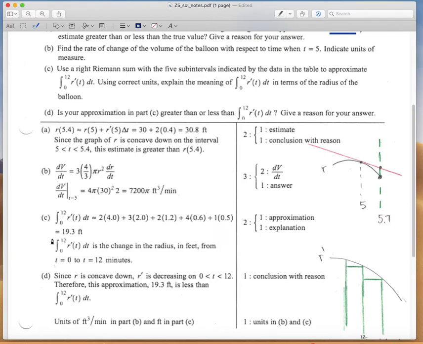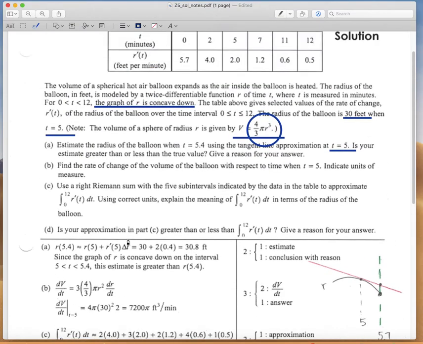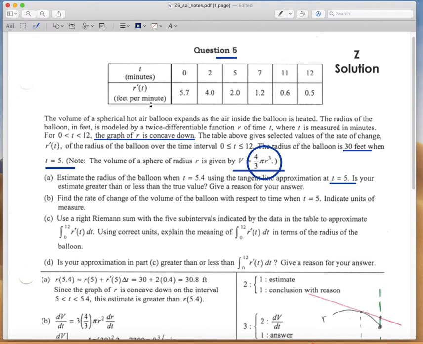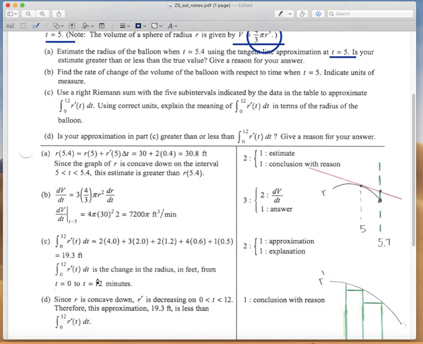Okay, so that's the value, 19.3. How do we get feet out of this? What are the units here? Well, what are the units? This is basically unit multiplication right here. The units on r prime are in feet per minute, but don't forget, dt also has units. That's a little change in time, so that's measured in minutes. So feet per minute times minutes, that is in feet.